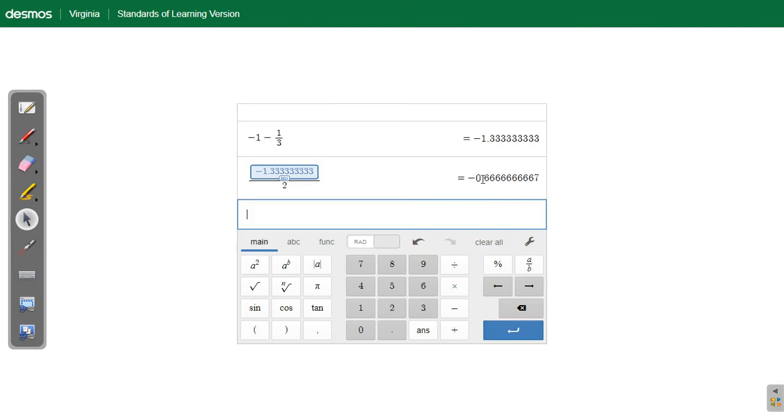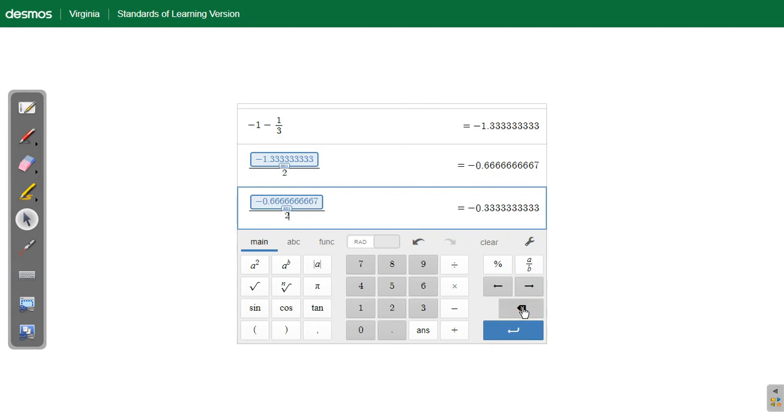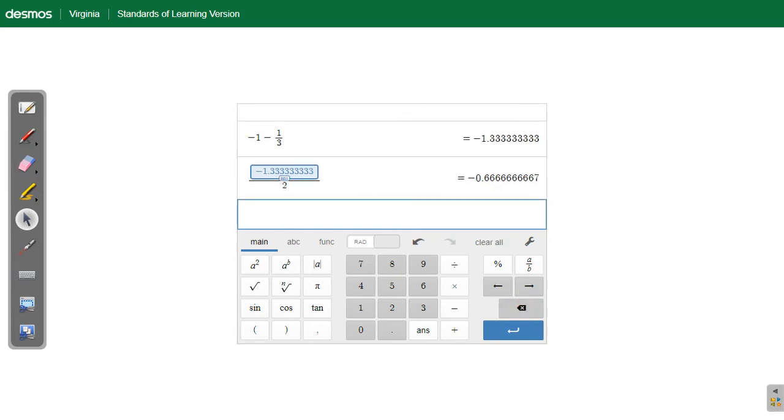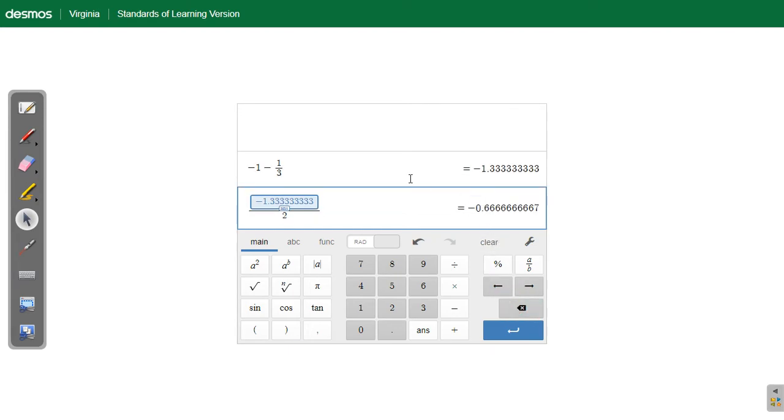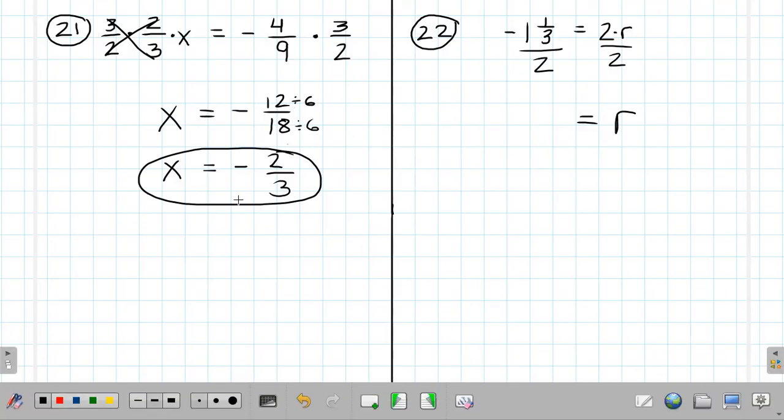And we can see that's the same decimal we got in the last answer, okay? So we know our answer here should be negative 2/3, okay? But how do we do that?